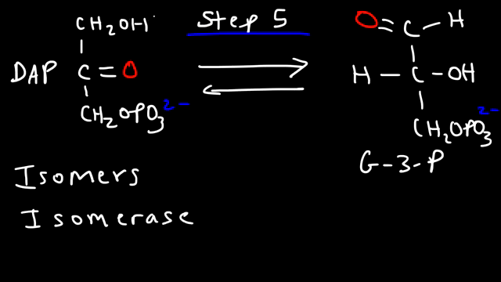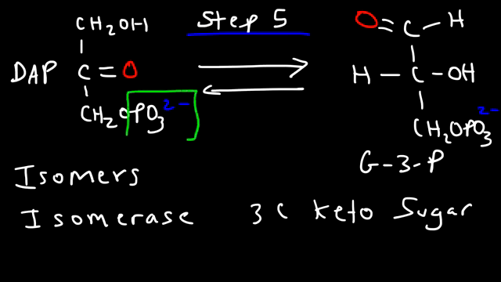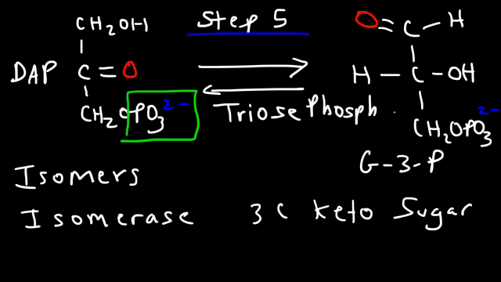Now let's focus on the substrate molecule that we have here. So we have a 3-carbon keto sugar with a phosphate group attached to it. So the enzyme that we need to catalyze this reaction is going to be called triose, because we have a 3-carbon sugar, triose phosphate isomerase.